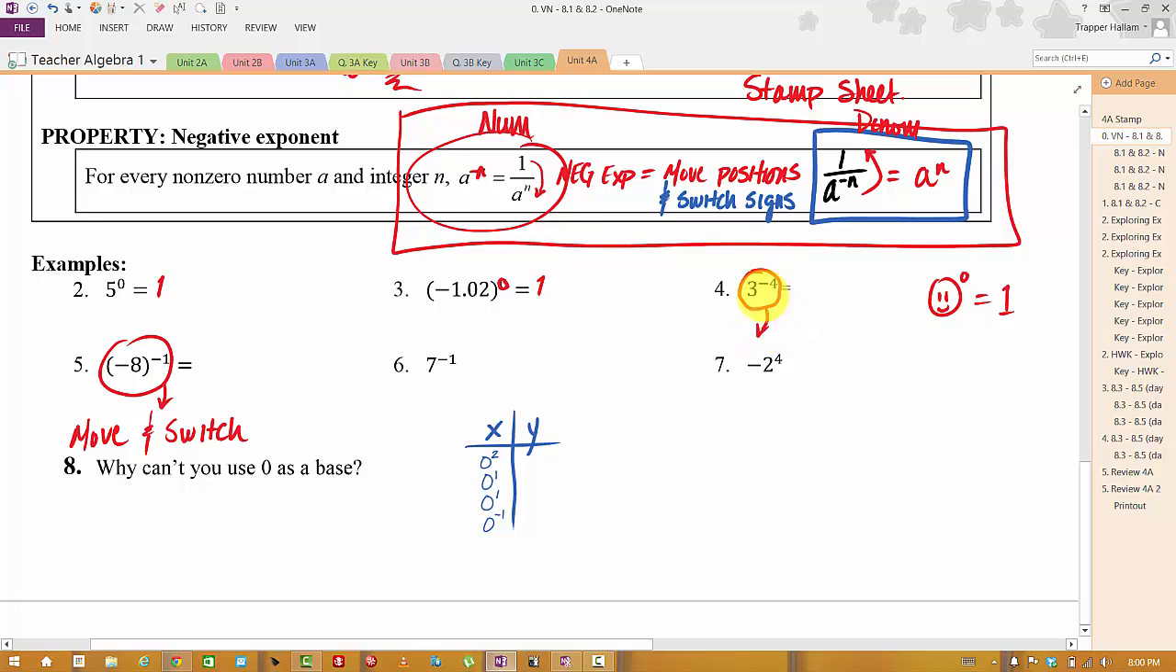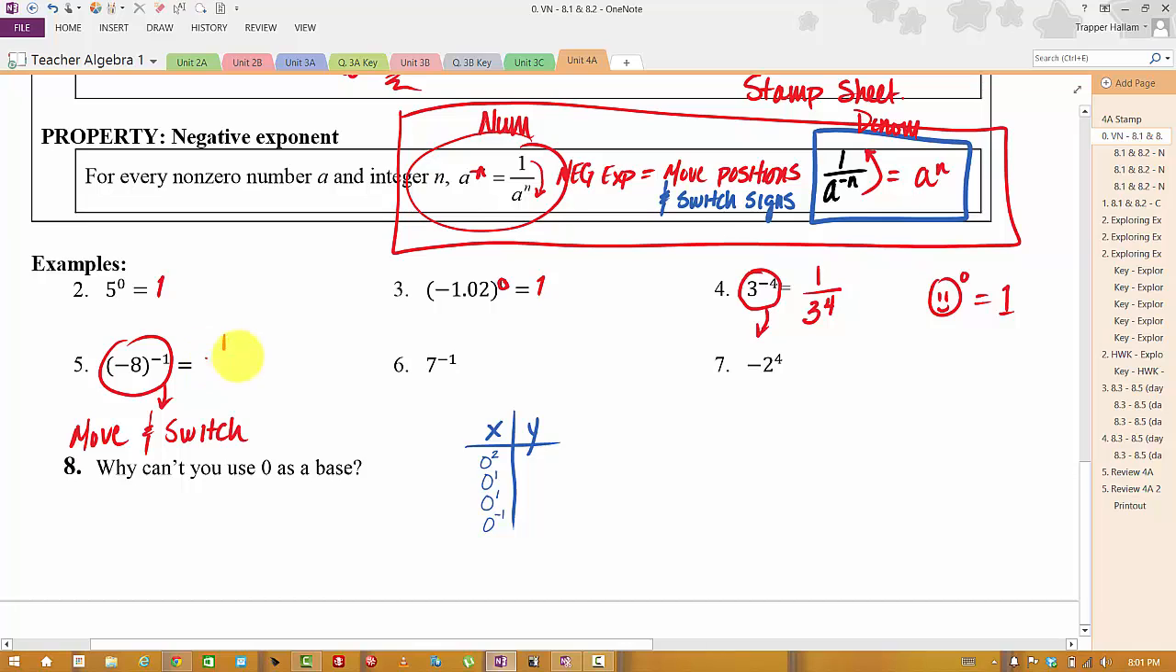That'll change. But in this case, this 3 is raised to the -4th power, so I'm going to move its position. Since there's nothing in the numerator left, I'm going to use 1 as a placeholder. I'm going to put 3 to the 4th in the denominator, and 4 becomes positive. Okay. Same thing over here. I already set it up for us. It says move and switch.